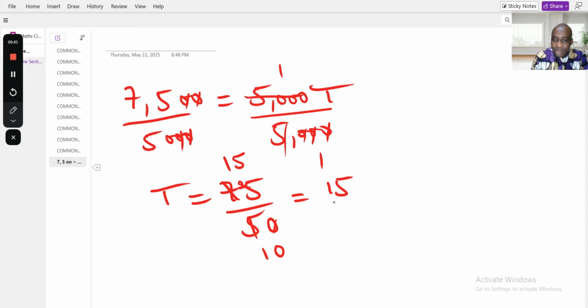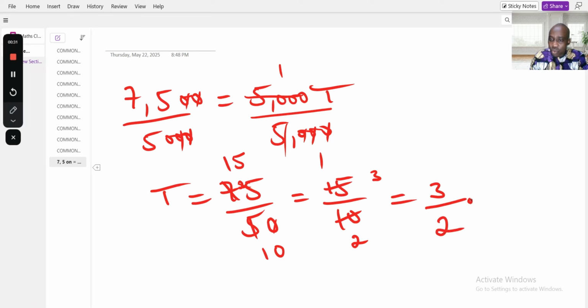What can go again? Let me write it out again. 5 can divide it again. How many 5 can we see in 10? 2. How many 5 can we see in 15? 3. Our final answer is 3 over 2. Or how many 2 can we see in 3? One whole number, remainder 1, over 2.